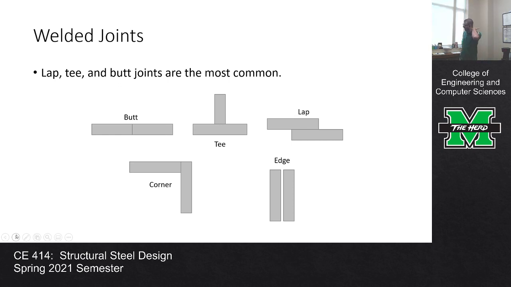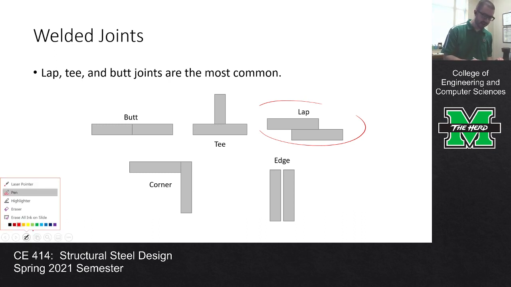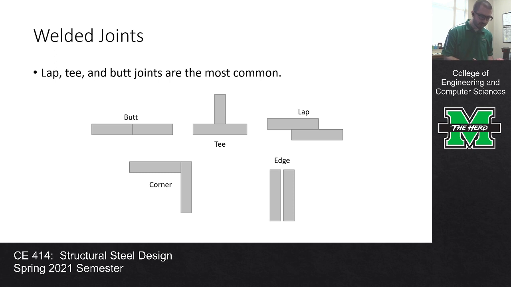Joints, we talked a little bit about this in bolted connection land. We mostly dealt with lap joints, where we had a plate lapped onto another plate and then we bolted between them. As for welds, there's a couple different ways that we could go about this. So we have lap joints, we have T joints.